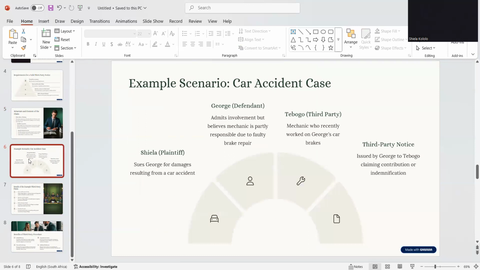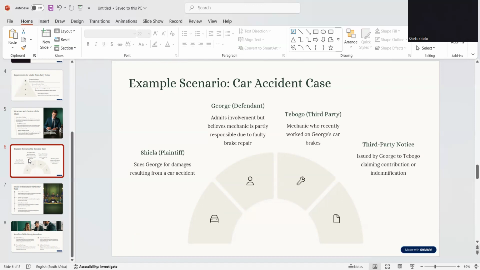So an example of a scenario, and the perfect one, is a car accident, right? I'm suing George for damages resulting from a car accident, right? George then says, okay, yes, I admit, but there is a mechanical fault, which is a result of faulty brake repair. I just repaired my brakes 2 days ago, Sheila, and when I tried to brake at the traffic light or intersection, my brakes were not working. So they had a mechanical fault.